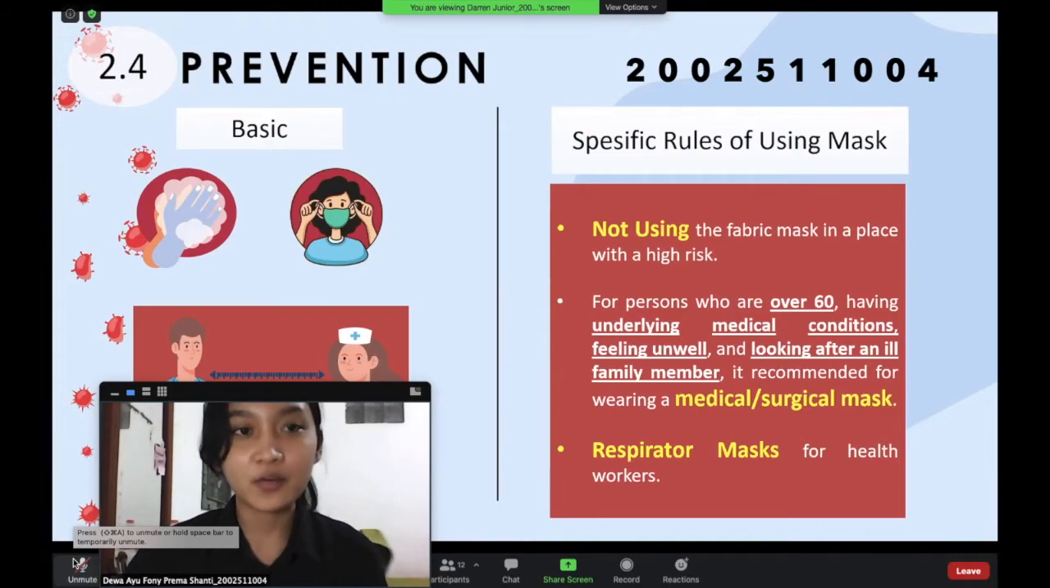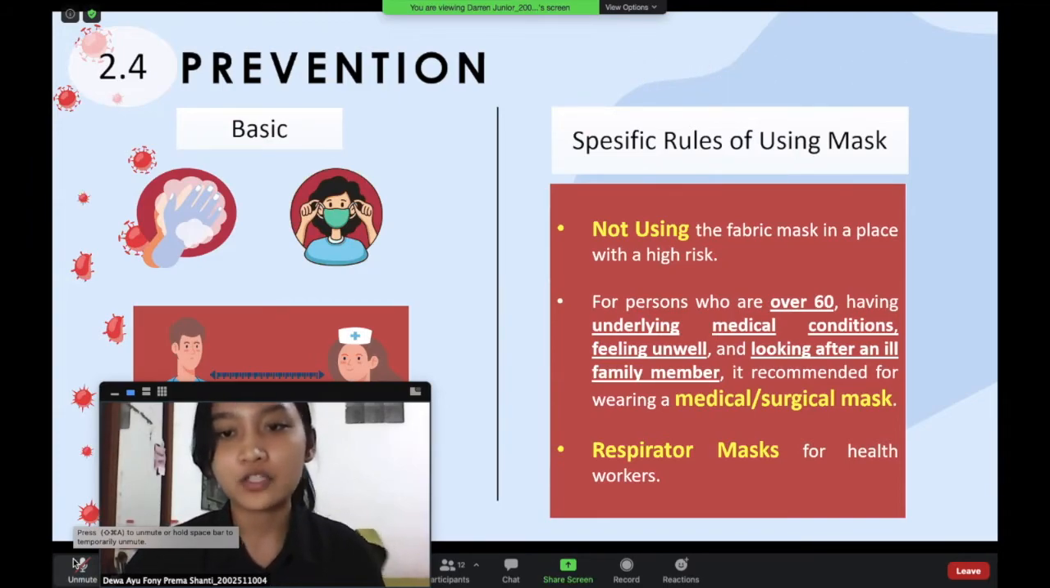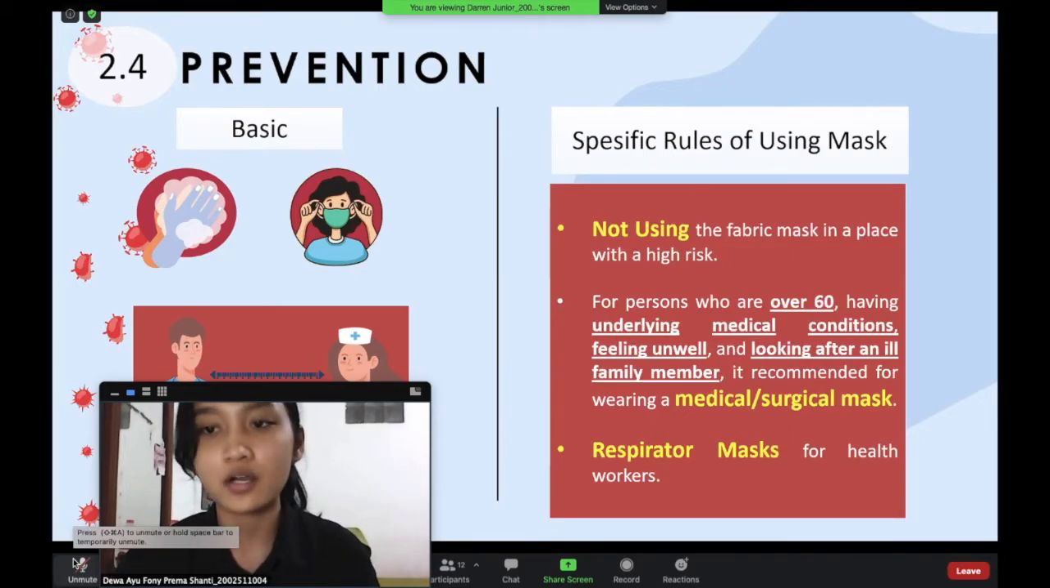Hi, my name is Dewa Fony Prema Shanti, and I would like to tell about prevention and treatment of COVID-19. The first is prevention. Many ways could be done as COVID-19 prevention, but the most basic ways are avoiding crowded places, wearing a mask, using hand sanitizer, or washing hands.